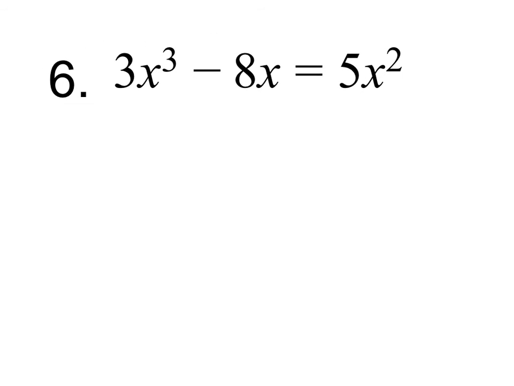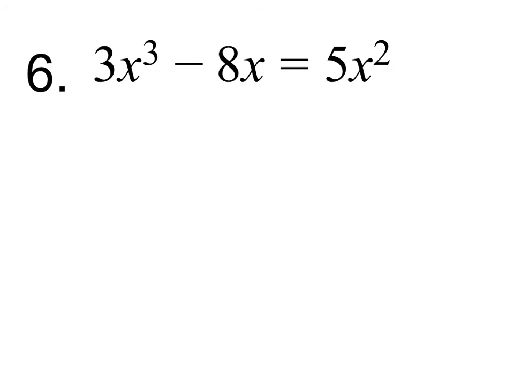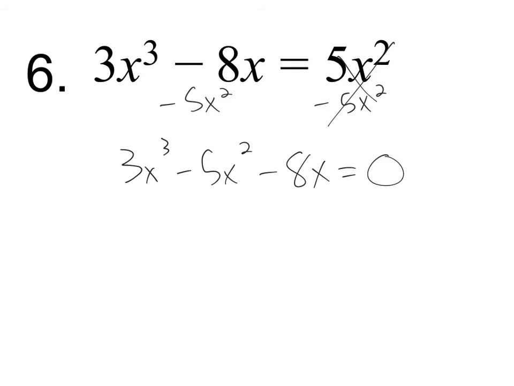So let's start by getting our equation equal to 0. So subtracting the 5x squared from both sides. Remember, when we list these out over here, we're going to list them in order of degree from highest to lowest. So 3x to the third minus 5x squared minus 8x equals 0. So first step, get everything to the left, set equal to 0.